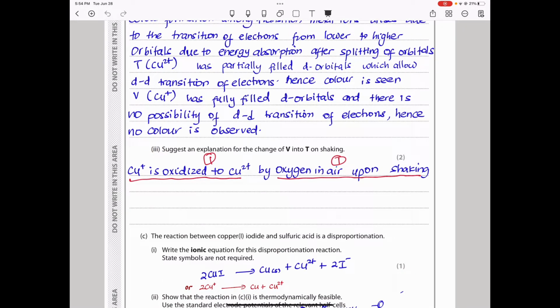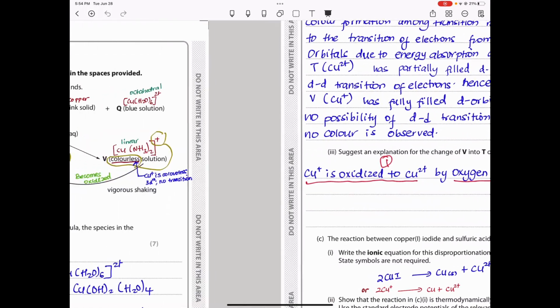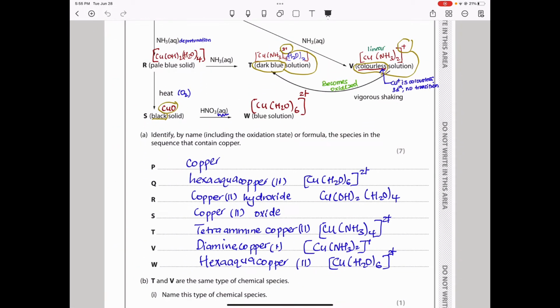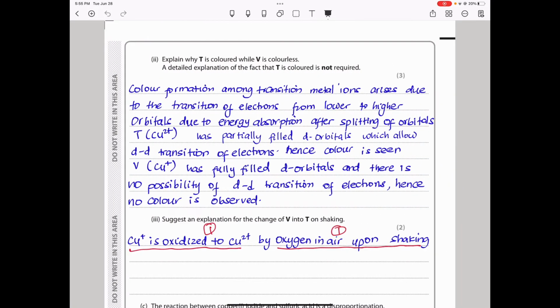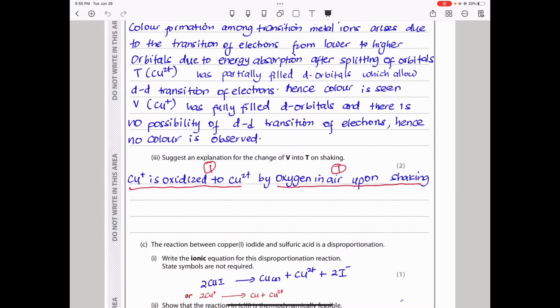So Roman 3 says, suggest an explanation for the change of V into T on shaking. When you change V into T, and again to take you back slowly, remember V is diamine and T is tetraamine. Remember this is 1 plus, 2 plus. That is oxidation. If copper 1 becomes copper 2, it is oxidation. So I say copper 1 is oxidized to copper 2 by oxygen in air upon shaking. So that is how you get the 2 marks.